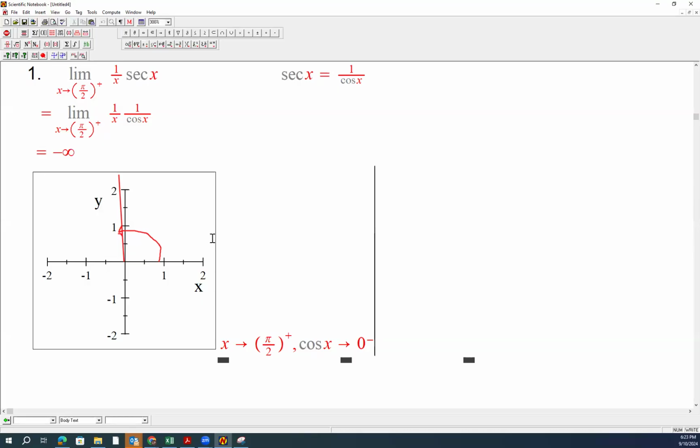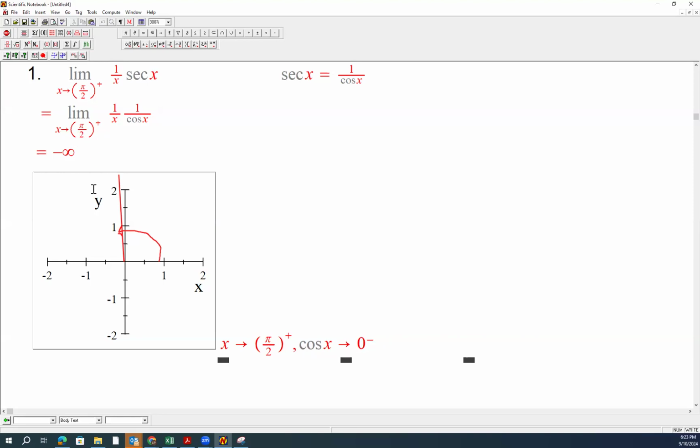So you don't need a curve. You just need some very basic knowledge about trig functions, okay? So let me repeat that. When x approaches pi over 2 from larger than pi over 2, 1 over x is going to approach a finite number, which is 1 over pi over 2. So this is going to be a finite number. And this quantity is certainly going to approach infinity, but we just need to decide whether it's going to be positive infinity or negative infinity.